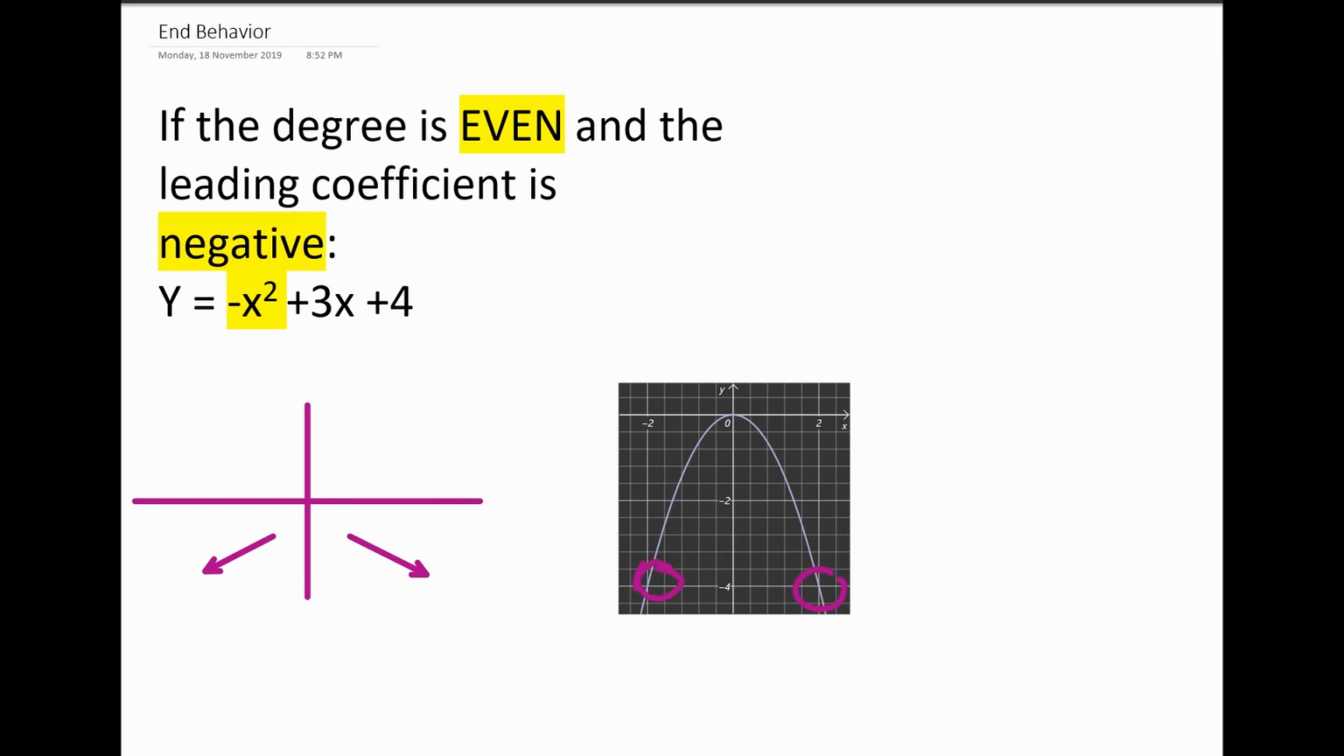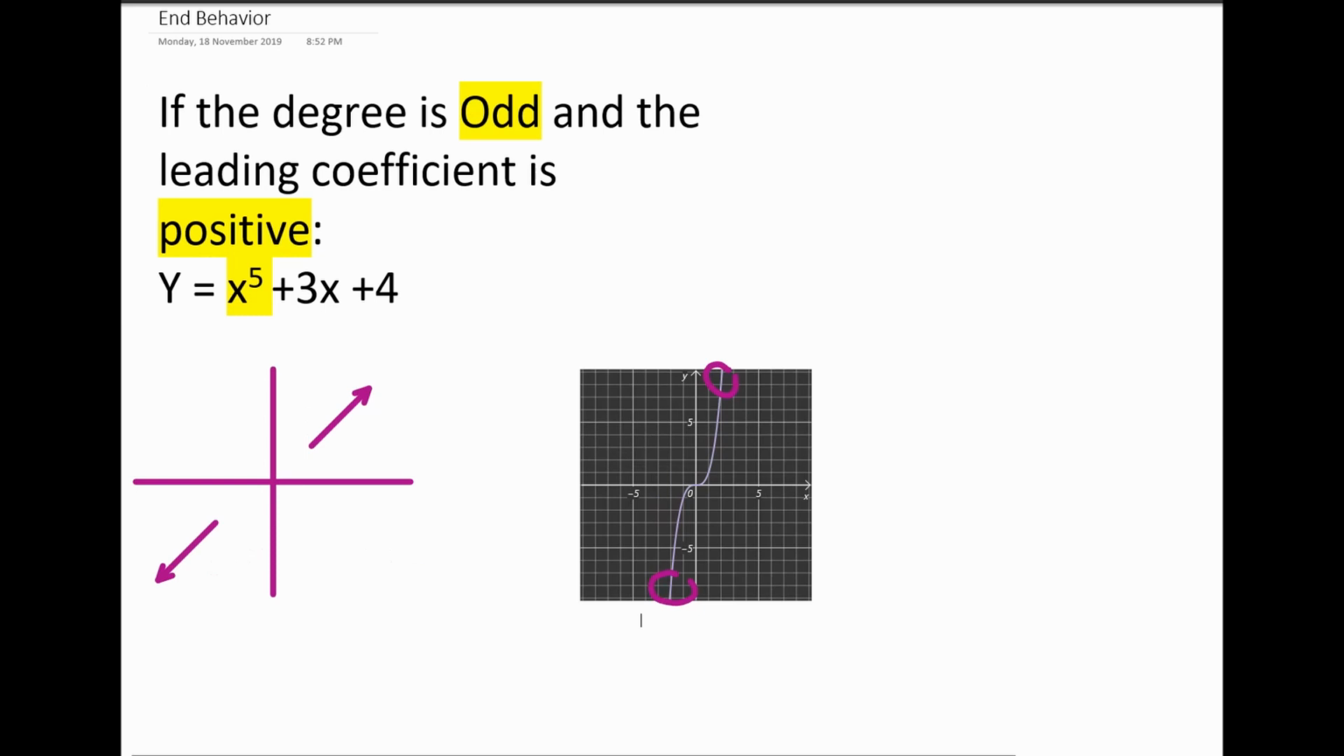And then the next one is if the degree is even and the leading coefficient is negative. In this example, we have negative x squared. So the degree is even, but the coefficient is negative 1. Then the leftmost side of your graph tends to go downward, and the rightmost side of your graph tends to go downward too, as you can see in this example.